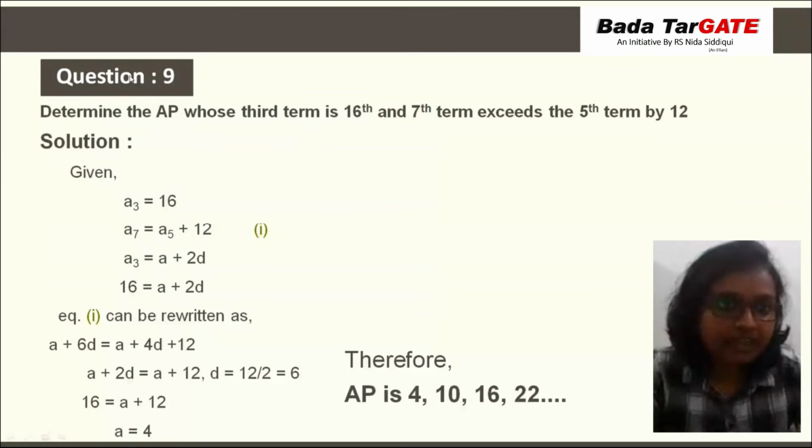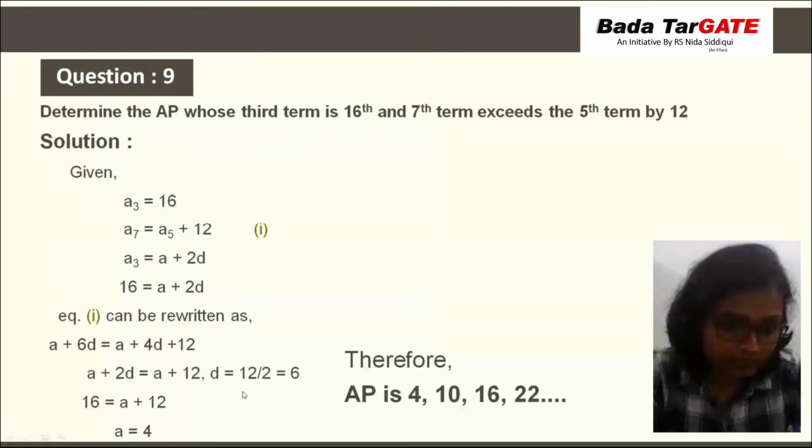So coming to question number 9: determine the AP whose third term is 16 and whose seventh term exceeds the fifth term by 12. So A3 will be 16 and A7 will be A5 plus 12. From the equation for the nth term of the AP, AN is equal to A plus N minus 1 into D, we can write A3 as A plus 2D. So 16 will be A plus 2D. We can rewrite equation 1 as A plus 6D is equal to A plus 4D plus 12.